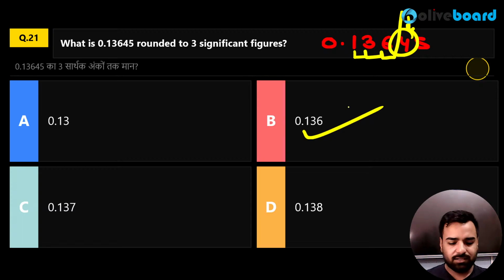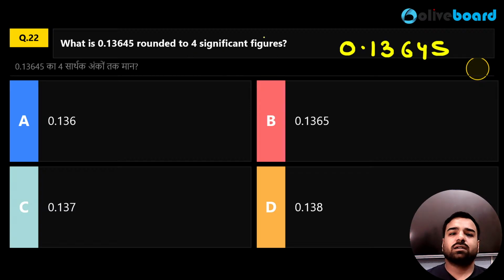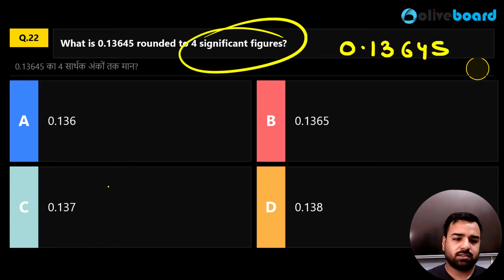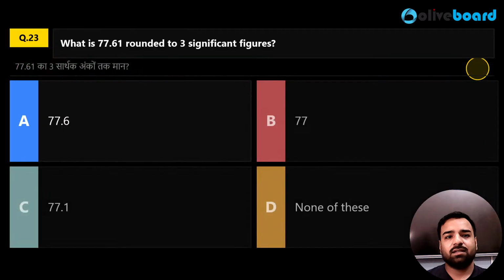Next, Aviral, 0.13645 rounded off to four significant figures. Answer. Just ignore this. 1, 2, 3, 4, line. So is it 5 or greater than 5? It's greater than 5, so you need to go with plus 1. 0.1365. So that's again B. So Sumedha, Kirti, Nani, Vaishravi, Aditya, Gauze, Aviral, you all are correct. Here the correct answer is B.